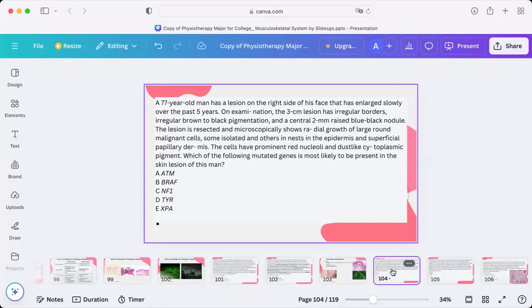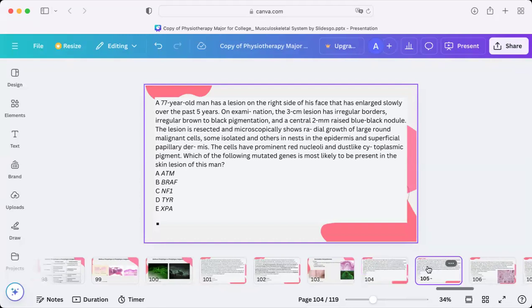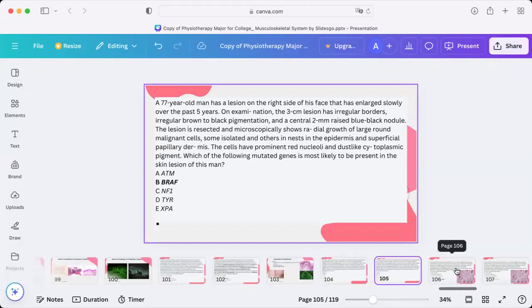So what's his diagnosis here? Correct, it is melanoma. Melanoma, guys, in terms of metastasis, would you be worried about vertical growth or horizontal growth? Which one has the higher risk of metastasis? You're right, the answer is BRAF.